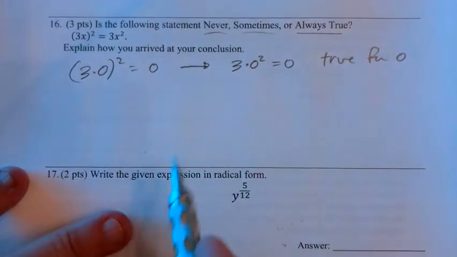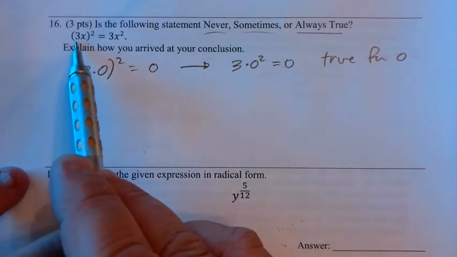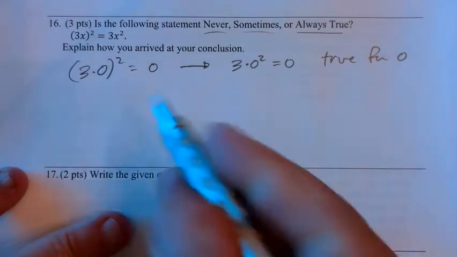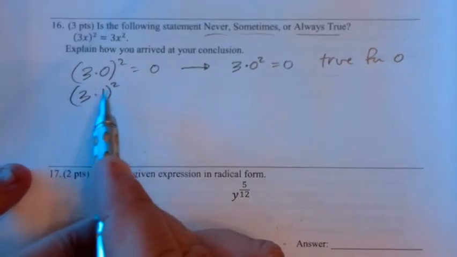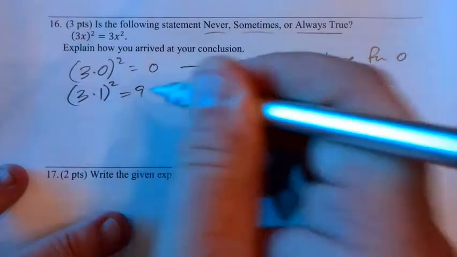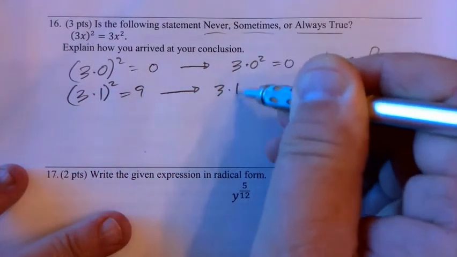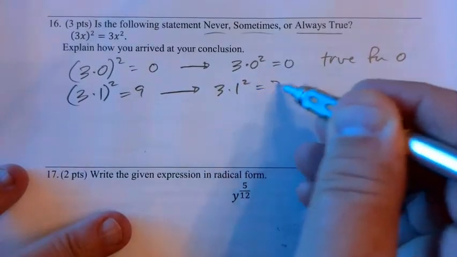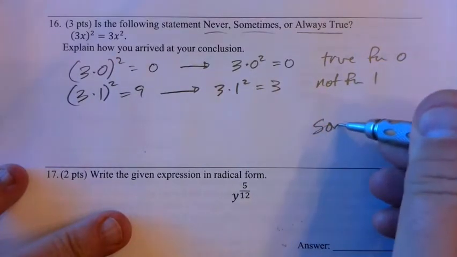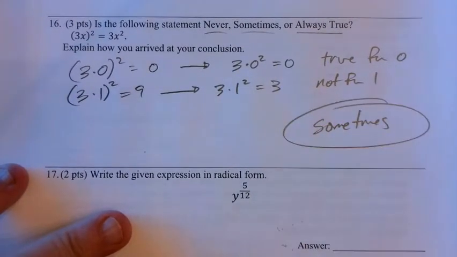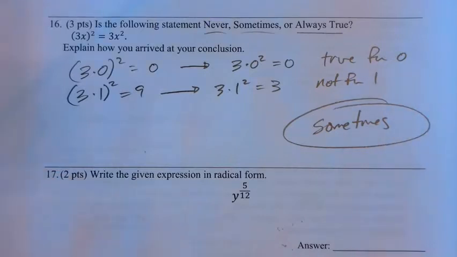What about for 1? If I tried 1, 3 times 1 is 3. 3 squared is 9. Good. Then 3 times 1 squared. 1 squared is 1. 3 times 1 is 3. So it's not true, not for 1. So that tells me sometimes. It's true for 0. It's not true for 1. I don't care whether it's true for anything else because that's a sometimes, because it's true and not true. Depends on what your x value is. Zeros and 1s find good tests.